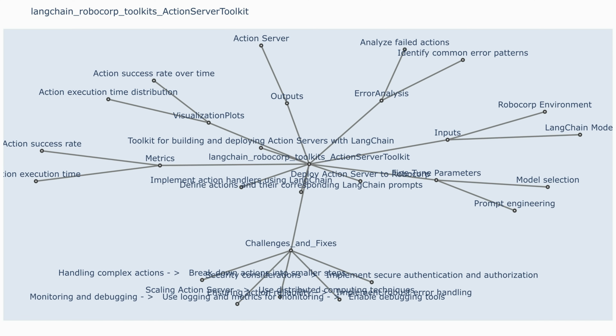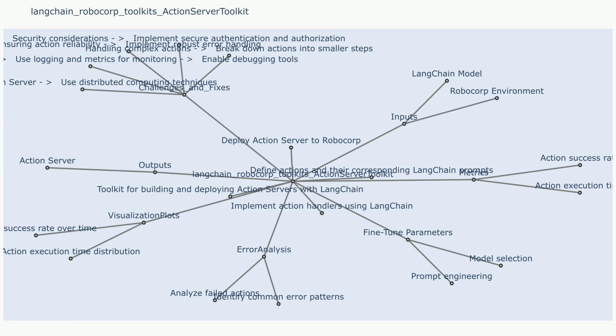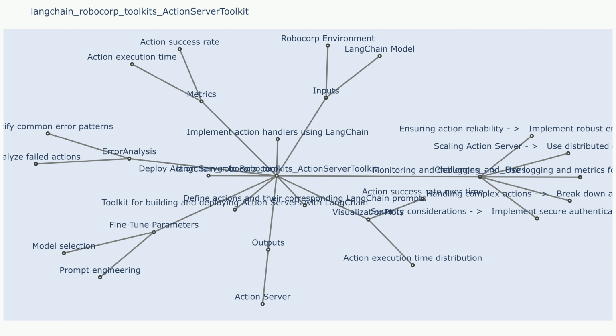Langchain Robocorp Toolkits Action Server Toolkit. Description. The Action Server Toolkit is a powerful tool that allows you to easily create and deploy Langchain agents to a Robocorp action server. This toolkit simplifies the process of integrating your Langchain agents into your existing automation workflows, enabling you to leverage the power of large language models within your Robocorp environment.